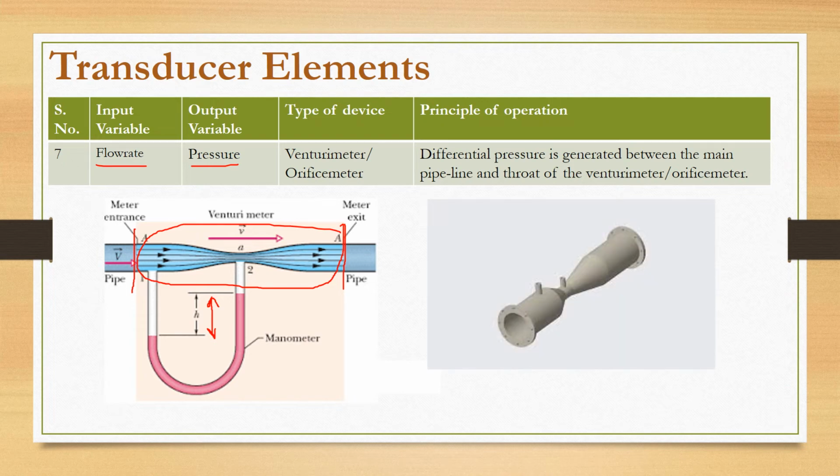And this is the 3D diagram of the Venturi meter. Similarly, you can use the orifice meter also. In an orifice meter, we have a sudden reduction in area, while in a Venturi meter, we have a gradual reduction in area.